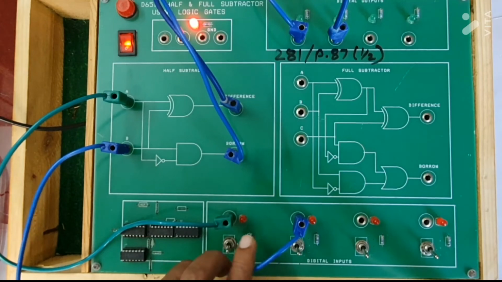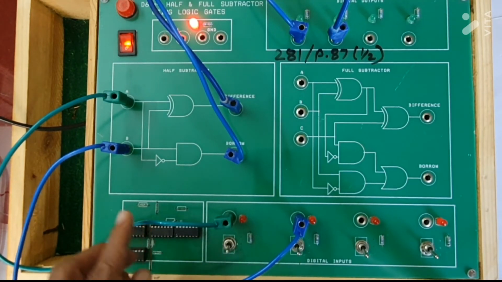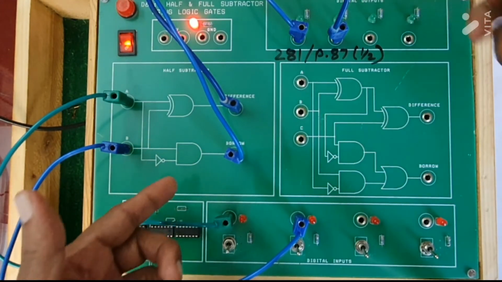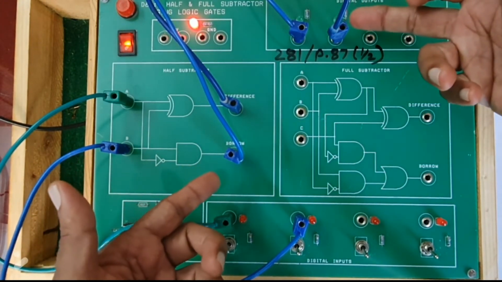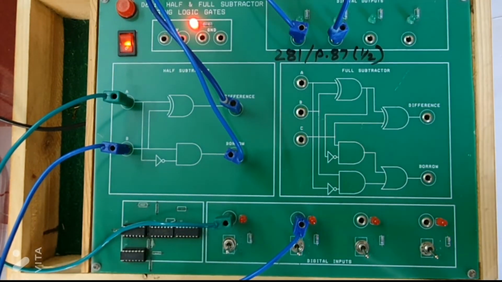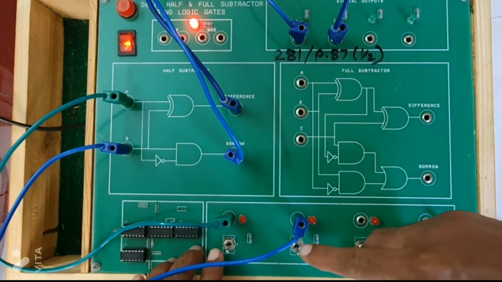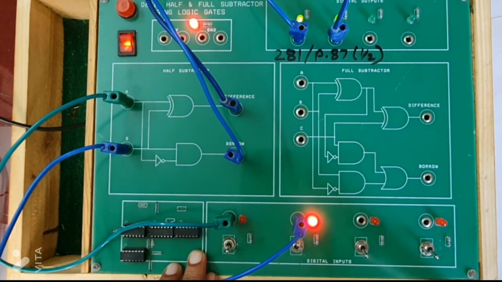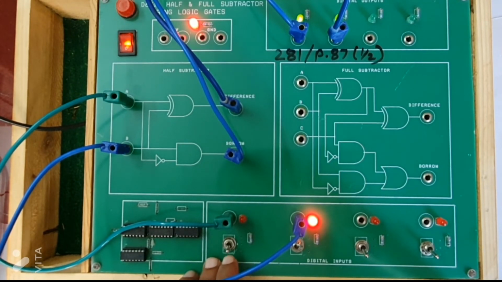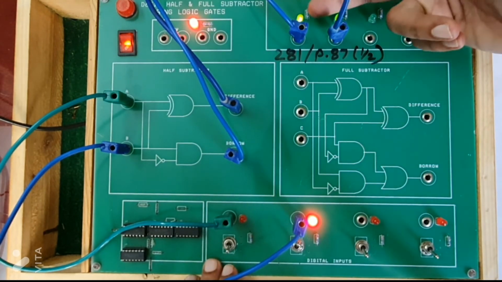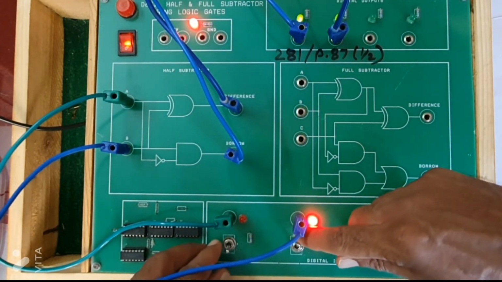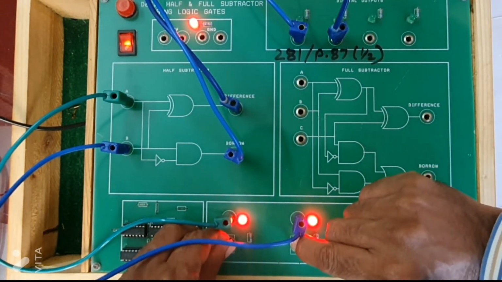Now both input A and input B are 0. So 0 minus 0, difference is 0, so this LED is off, and borrow is also 0, so this LED is also off. Now we will make B equal to 1, so this LED is glowing. So this is B is 1, A is 0, so 0 minus 1, difference is 1 and borrow is also 1. Next we will set A equal to 1, B equal to 0.